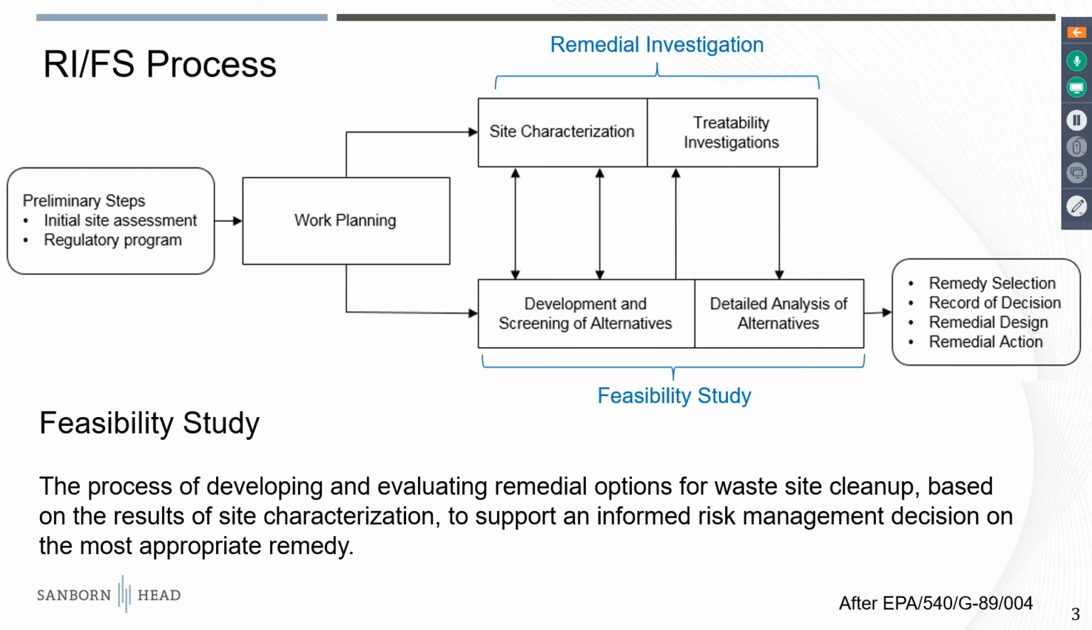So this is a flow chart from the EPA guidance document, and it gives a nice overview of the overall remedial investigation feasibility study process, because the feasibility study fits into this overall framework of the RIFS process. And the process starts over on the far left there with some of the preliminary steps you take when you're first investigating a site. You're doing the initial site assessment. You're looking at the regulatory program that you're going to be in. And then you move on to the work planning phase.